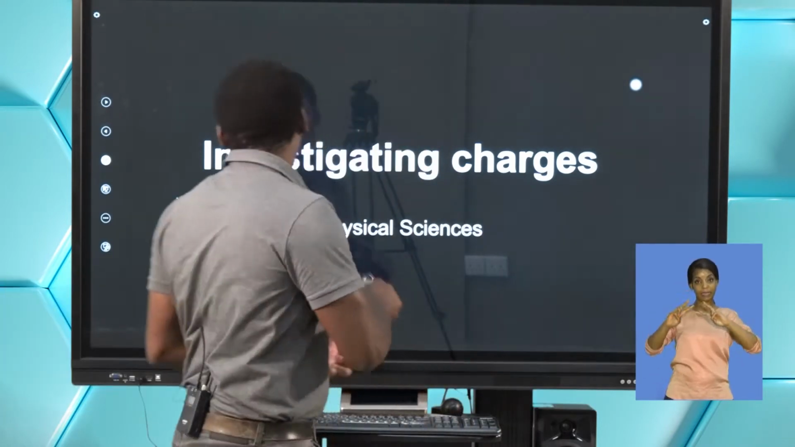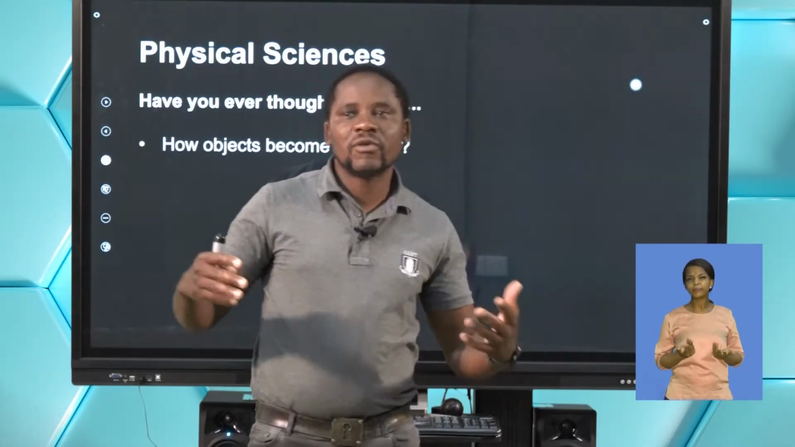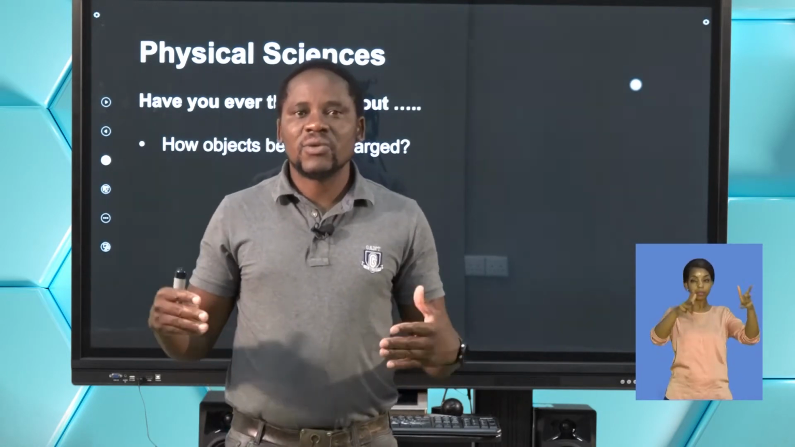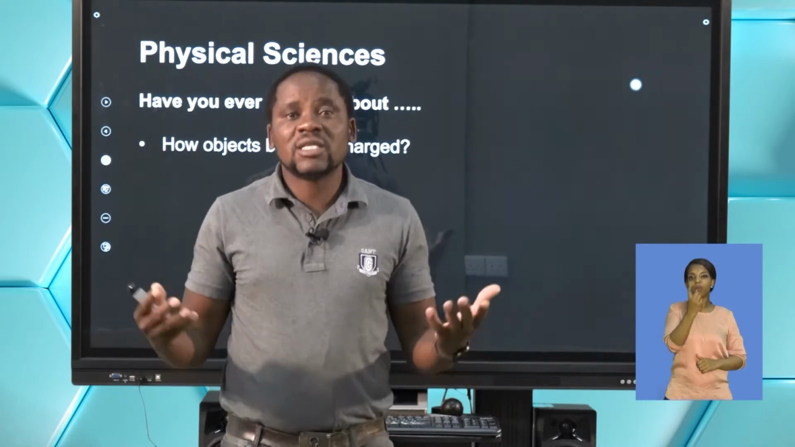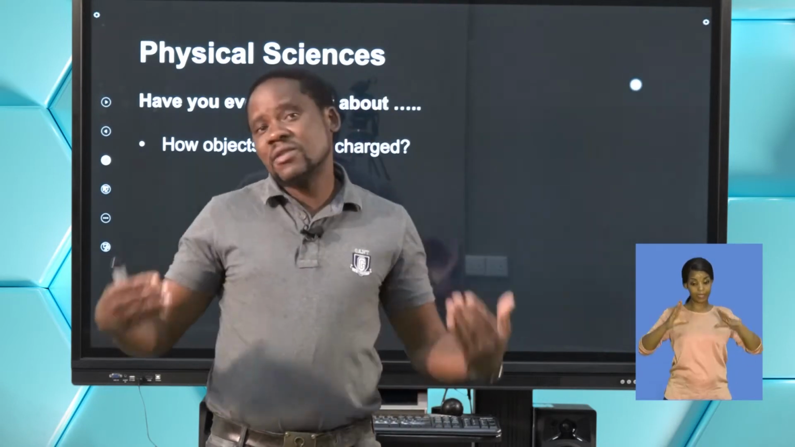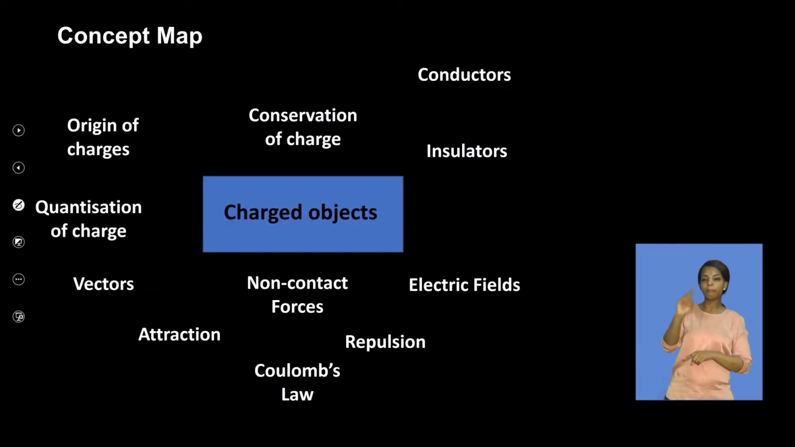Now let's look at a big question for today. Have you ever thought about how objects become charged in nature? The idea of making everyday life observations, as far as static electricity is concerned, is one of the obvious things that happens around us, because the science that we do in class is actually very much alive around us, right? So let's look at the concept map, or the mind map, as far as charged objects are concerned.